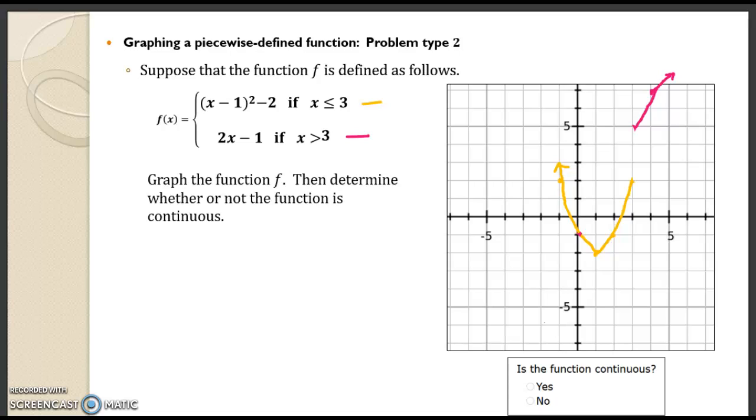Now the last thing I want to do is make sure my endpoints are correct. For the parabola, we have an equal to sign, so we're going to have a solid dot at 3 on the parabola. But for the line, I can't include 3 in the line. So I'm going to have an open circle at x equals 3, our input of that portion of this piecewise function. Okay, so that is graphing a piecewise function, problem type 2.